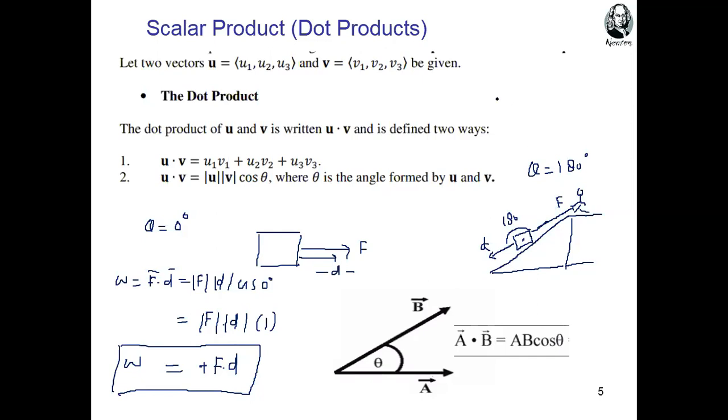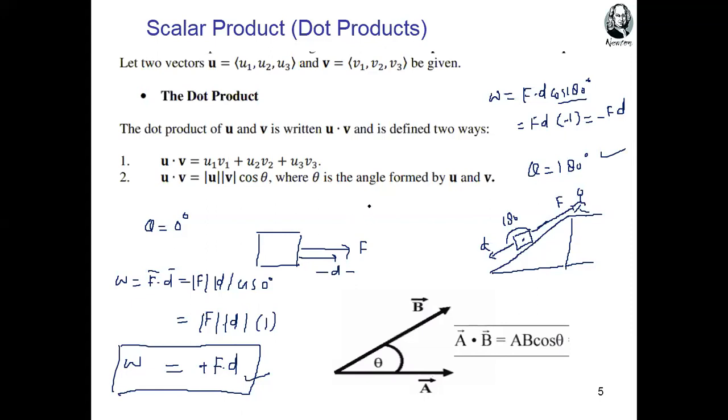So what is work done here? Work done is equal to F dot D into cosine of 180 degrees, or we have FD into cosine of 180, which is minus 1. So work done is equal to minus FD. This means negative work. Yes, negative work done. So this one is positive work done, F times D. This one is called negative work done. And when the angle is 90, the work done is equal to 0.